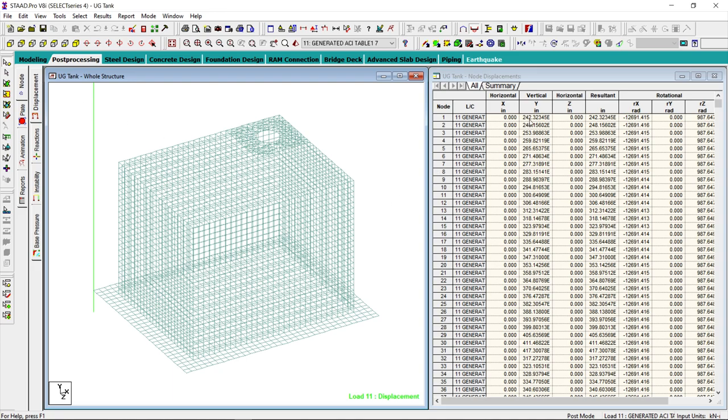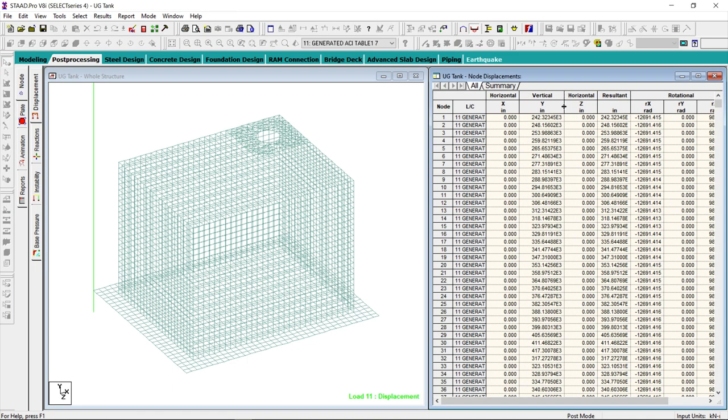Can you see what is the displacement over here in y direction? 242 point something multiplied by 5 multiplied by some... oh my god, 242 e raised to power 3, that means 242 into 10 raised to power 3, that means 242,323 inch is the deflection.